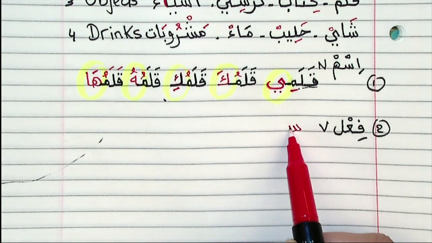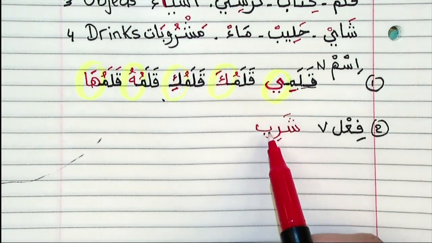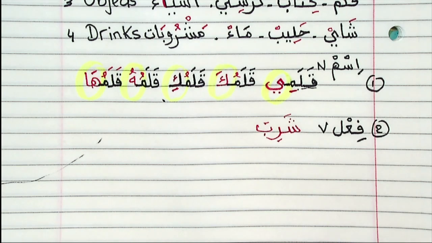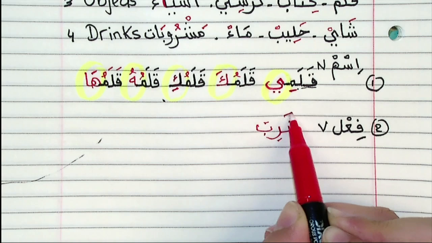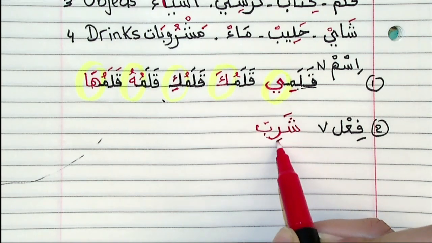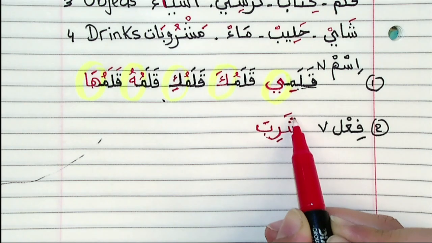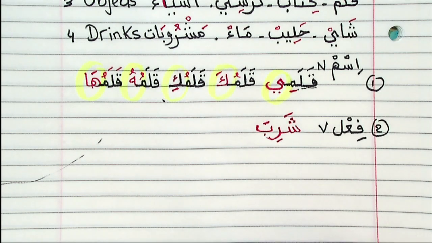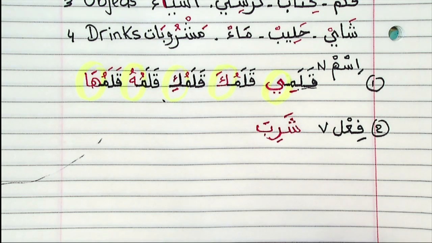Shariba. The rule for verbs in Arabic is that they take the third person masculine in the past. That's how you would see the infinitive. So the verb is shariba, like to drink.